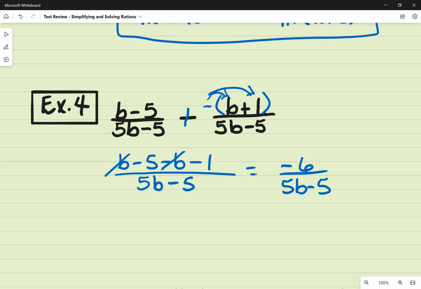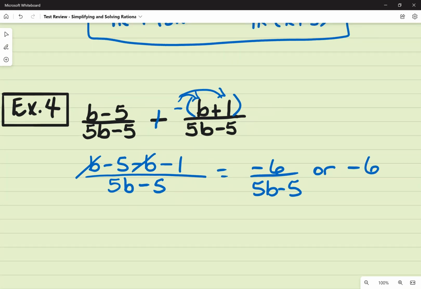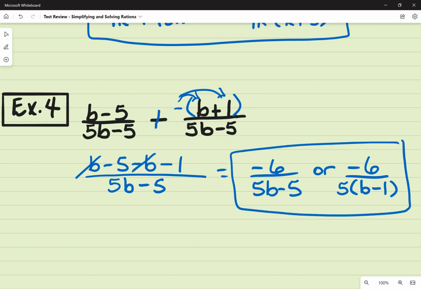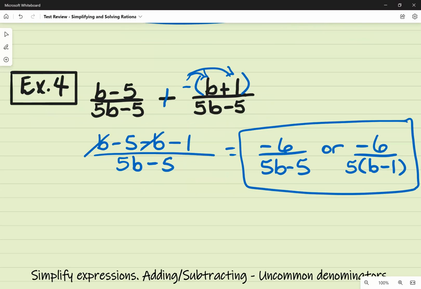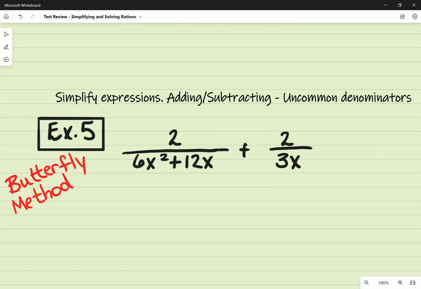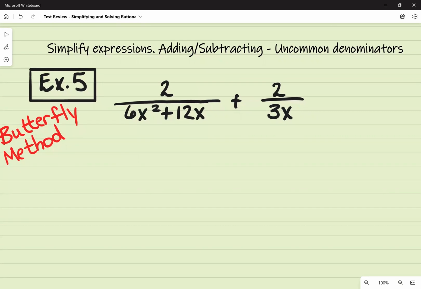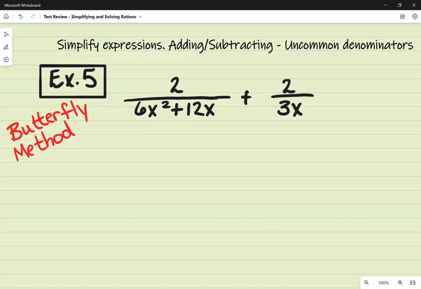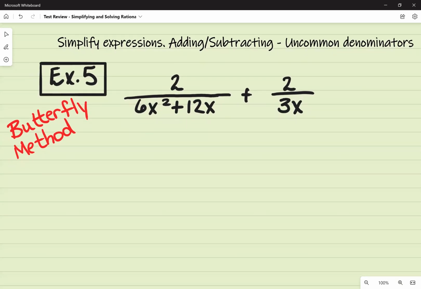So again, technically you're finished, but it just depends. If you wanted to put it in factored form, then the top is still negative 6, but the bottom, if you take out the GCF of 5, you're left with b minus 1. And as you can see, there is nothing for you to simplify. So those are 2 acceptable answers. If I go to my next examples, 5 and 6, this time I have uncommon denominators. When you have uncommon denominators, you can use a method known as the butterfly method.